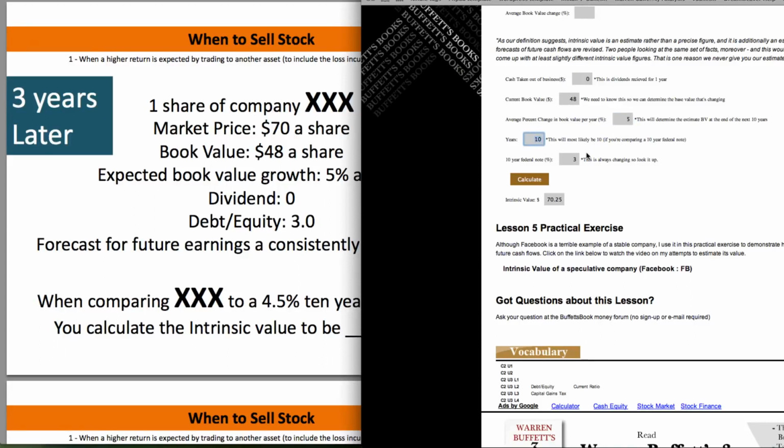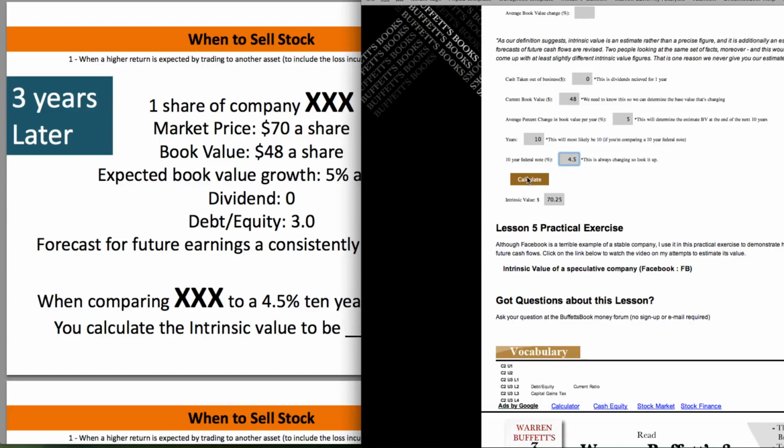We're still going to have the calculator sum it over the next 10 years because then we're going to compare it to the 10-year federal note. Now, before the 10-year federal note was at 3%, but now it's at 4.5%. So that's going to change the value of our company. So we put 4.5%. And just remember that the 10-year federal note is nothing more than a ruler. That's a measuring stick for a zero risk investment that you could put your money into. And that's why you're comparing it to that 10-year federal note.